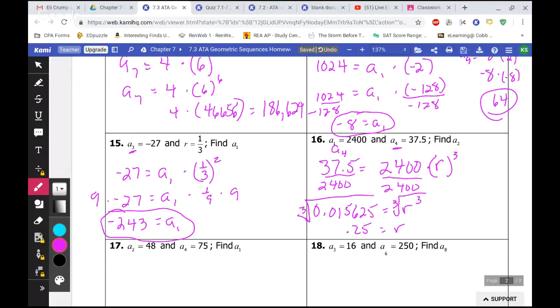So now I'm going to plug in what I know. I know the first term, which is 2400. I know the common ratio, which is 0.25. And I'm going to plug in, and that's actually to the first power because it's one less than the term that you're looking for. So we're looking for 2400 times 0.25, which basically is a fourth of that. So that's 600.